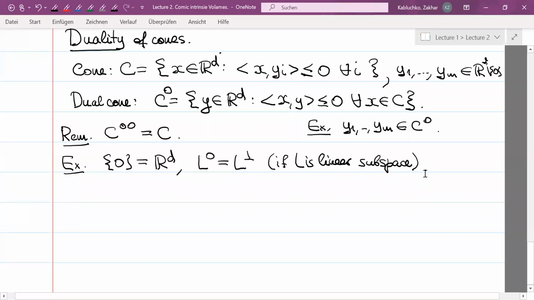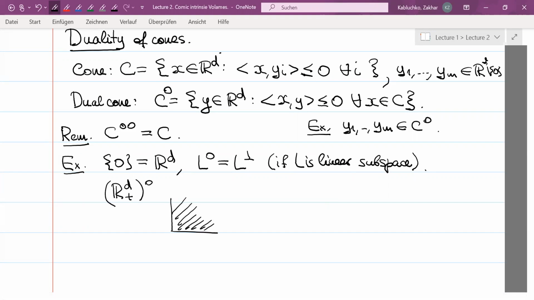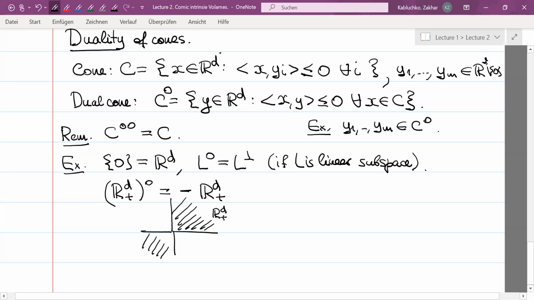Something more complicated. What is the dual of the positive orthant, R^d_+? So here it is. What is the dual? The dual is the set of all vectors such that the scalar products are non-positive with any vector with positive coordinates. So these are just vectors with negative coordinates. And we can write it as minus R^d_+. So it's the negative orthant. This is R^d_+, and this is the dual.